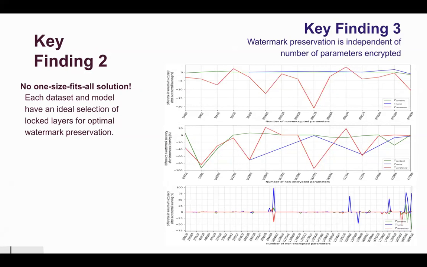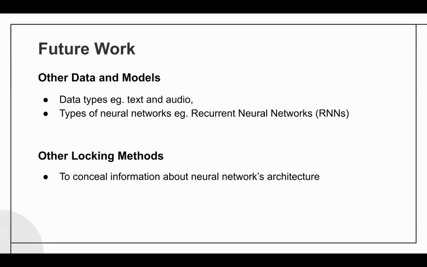For future work, the framework used in my project could be applied to other data types, such as text and audio, as well as other machine learning models, such as long short-term memory networks, as well as other recurrent neural networks. Additionally, in my project, the locking mechanism focused on protecting the parameters in the neural network, and further studies can be conducted to examine other locking strategies that aim to conceal information on the architecture of the model. Thank you.